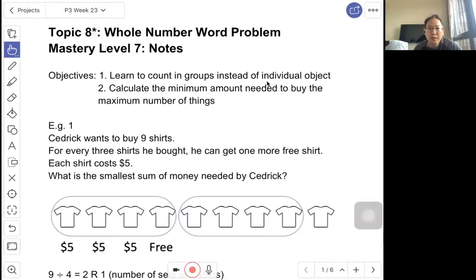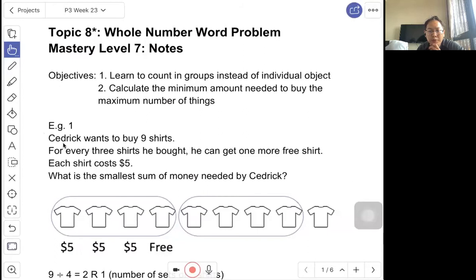Hey, welcome to whole number one problem. So we are doing mastery level 7. The objective is to learn to count in groups instead of individual objects. The second objective is to calculate the minimum amount needed to buy the maximum number of things.